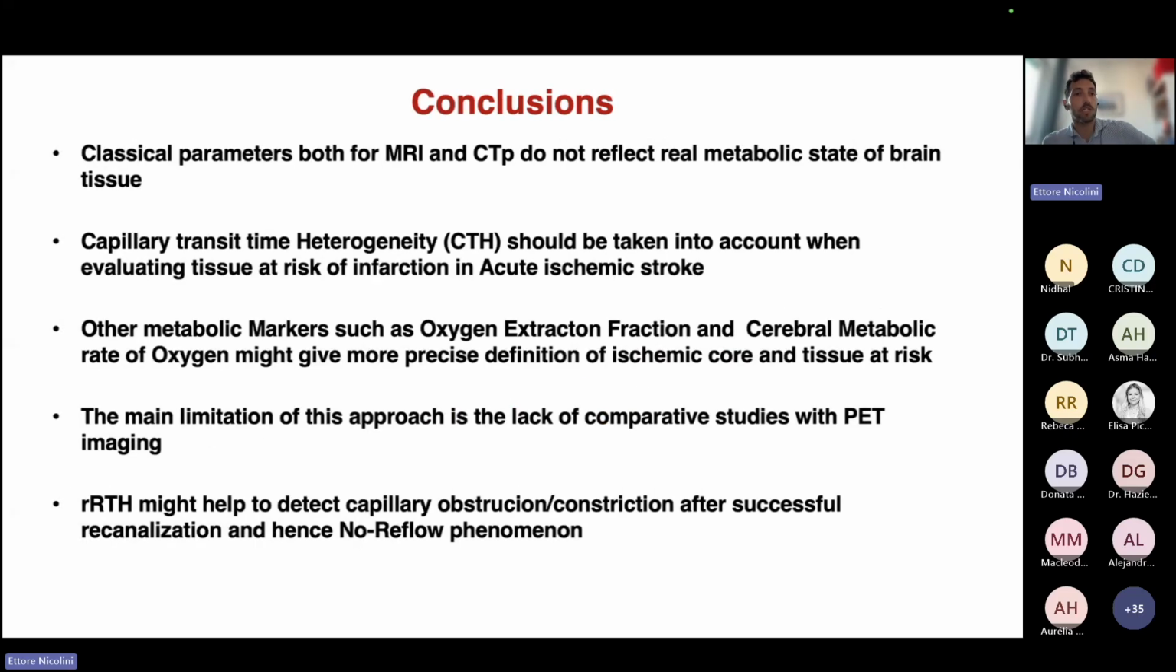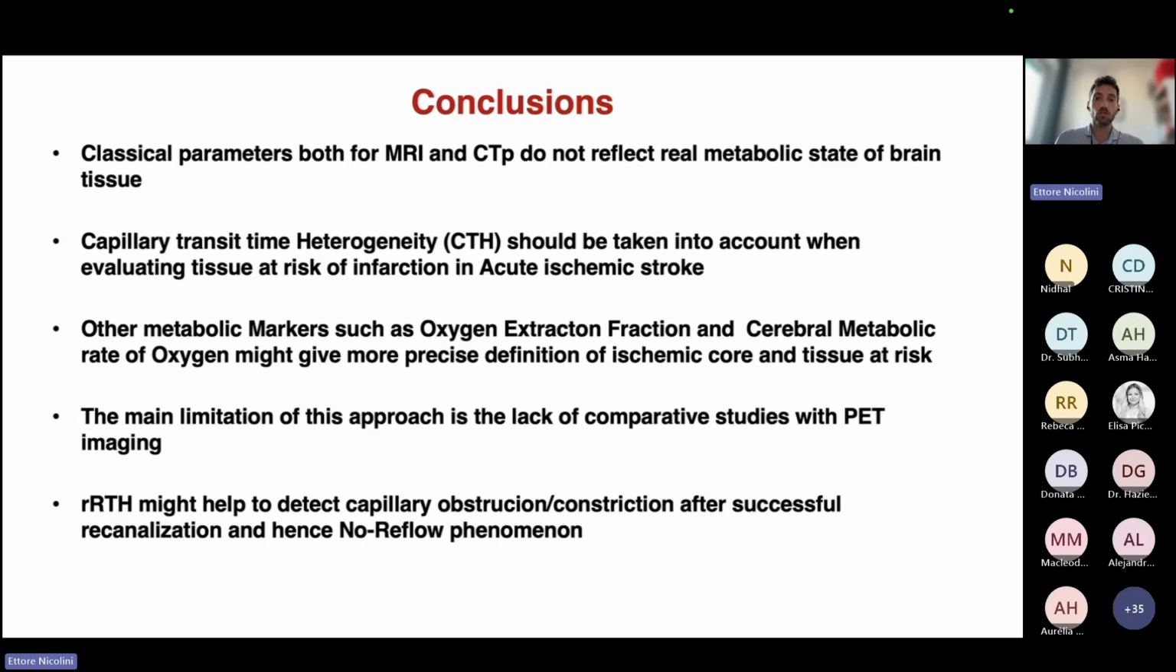In conclusion, classical parameters for both MRI and CTP do not reflect the real metabolic state of ischemic tissue, the real ischemic core and the real ischemic penumbra. This is because the capillary transit time heterogeneity should be taken into account. Indeed, other markers such as oxygen extraction fraction and cerebral metabolic rate of oxygen might give a more precise definition of both ischemic core and of tissue at risk.